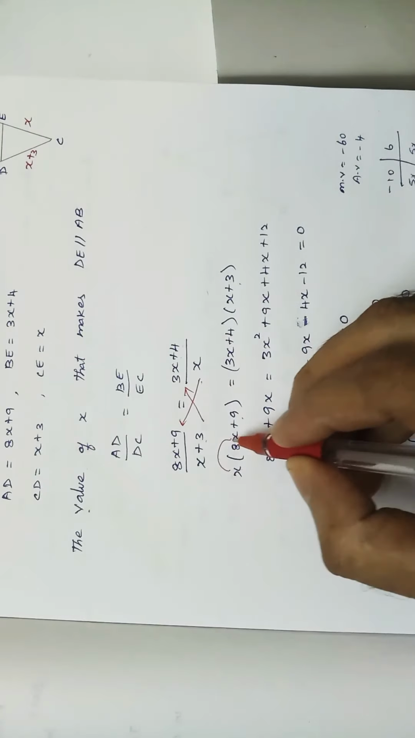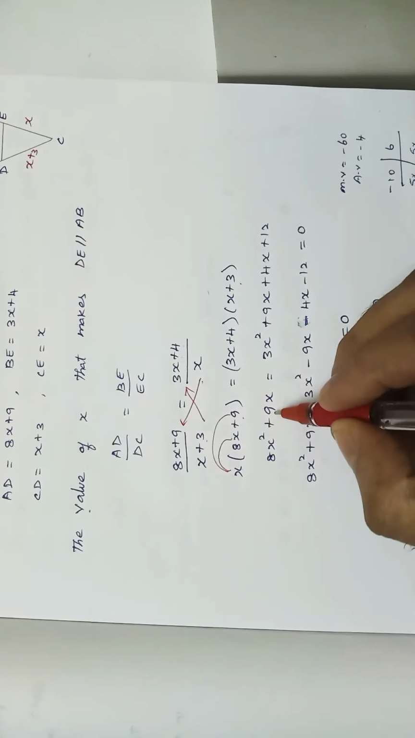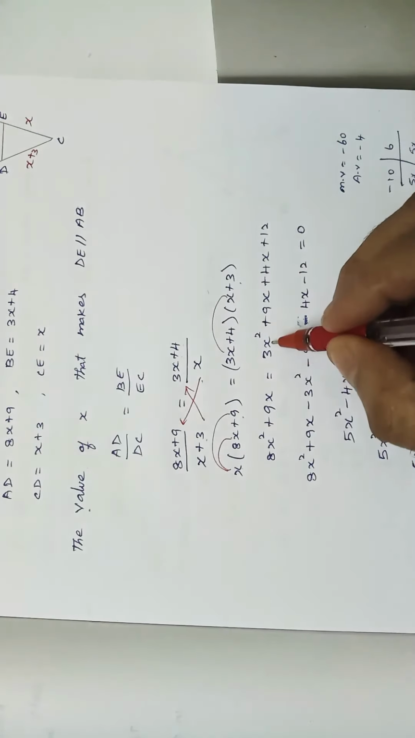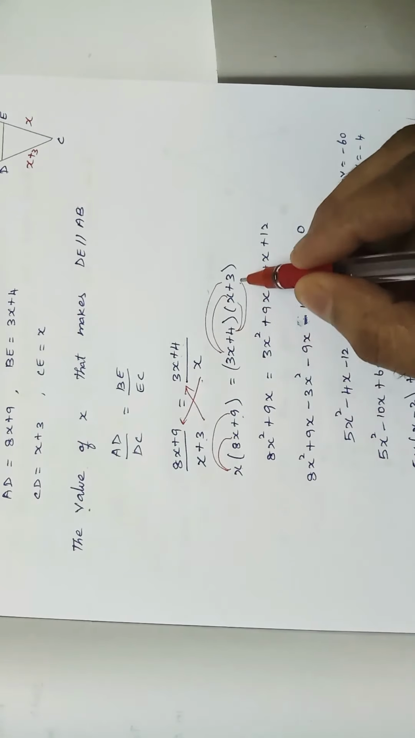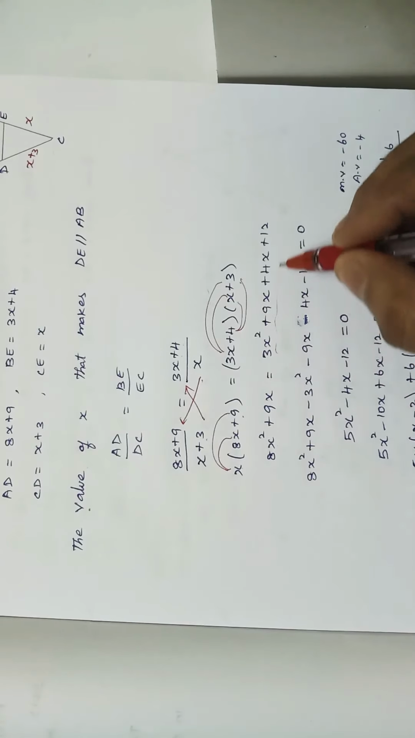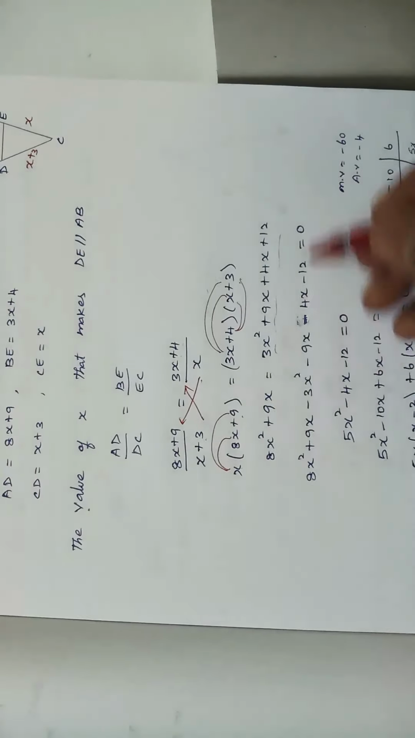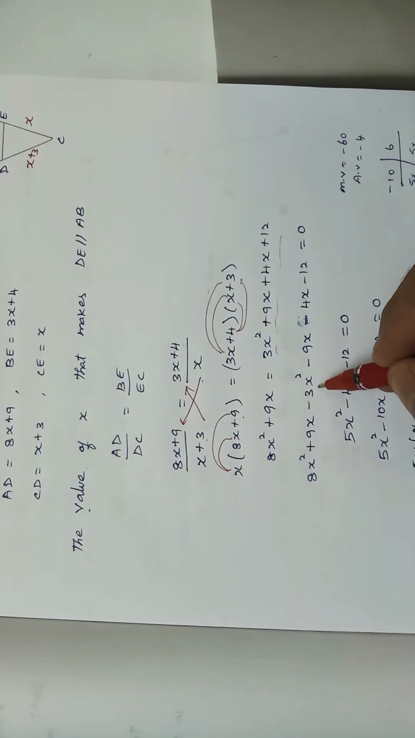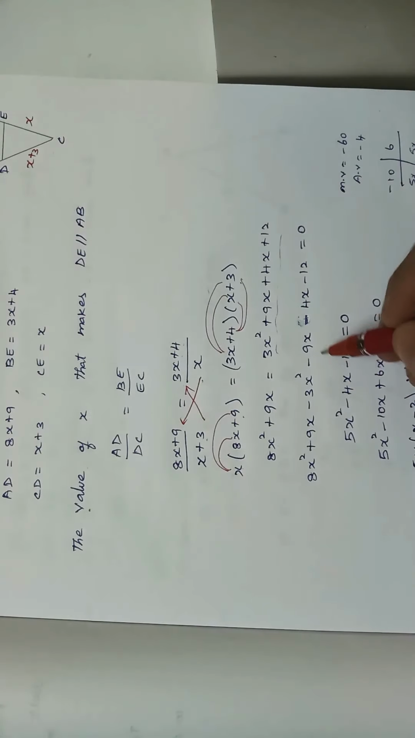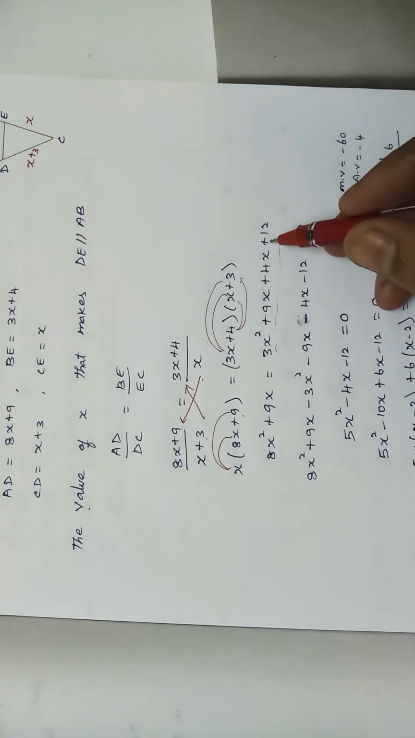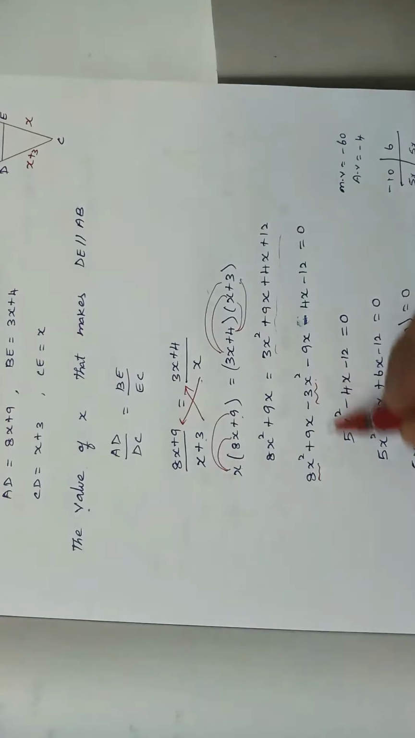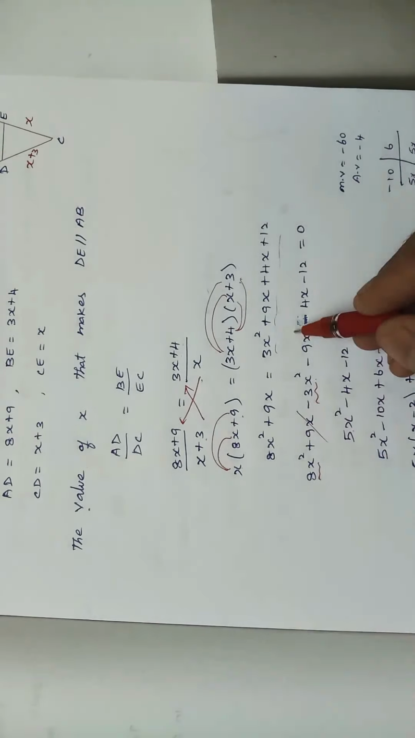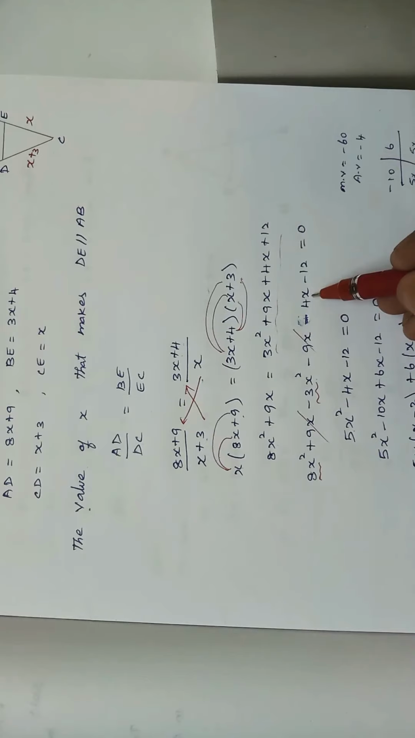Just multiply: x into 8x, 8x square; x into 9, 9x; 3x into x, 3x square; 3x into 3, 9x; 4 into x, 4x; 4 into 3, 12, right? And just bring all the terms to the LHS. Then plus 3x square will become minus 3x square, plus 9x will become minus 9x, plus 4x will become minus 4x, and plus 12 becomes minus 12. Simplify the like terms: 8x square minus 3x square is equal to 5x square, plus 9x minus 9x gets cancelled, minus 4x only we have, minus 12 is equal to 0, right?